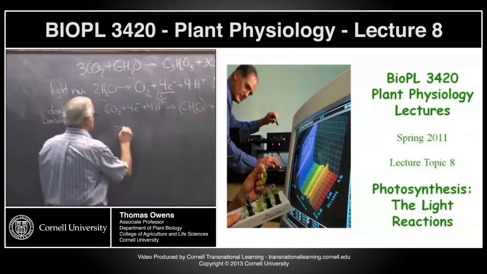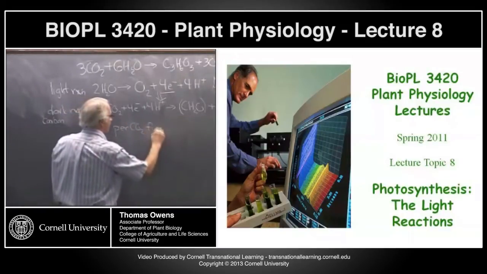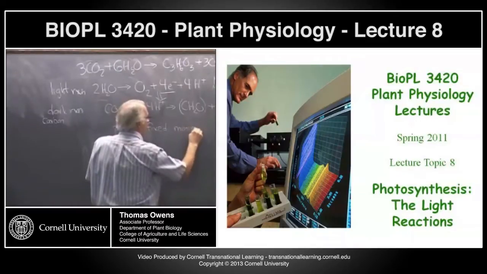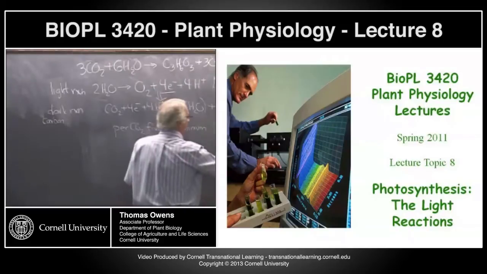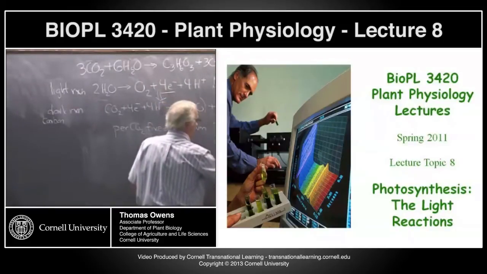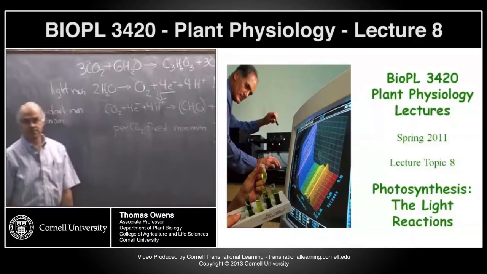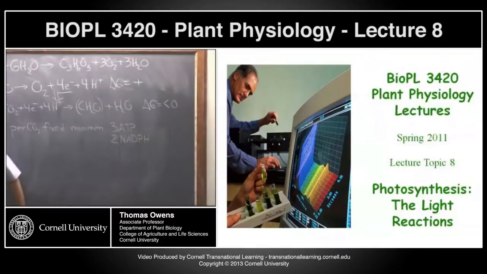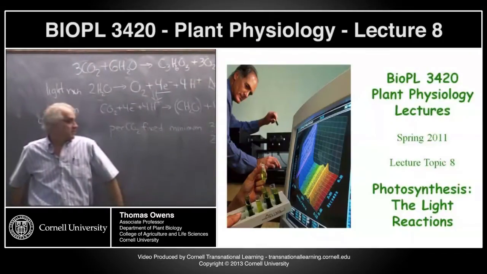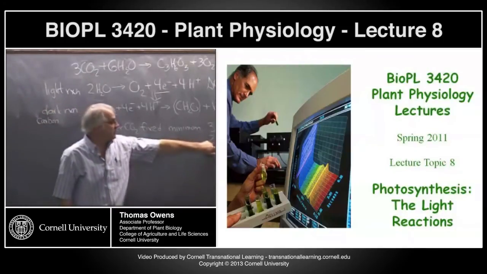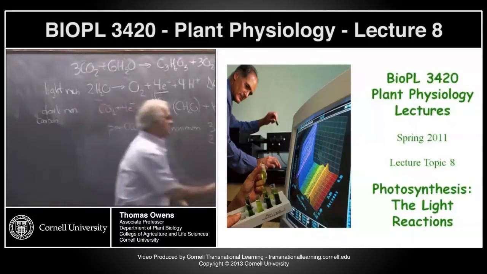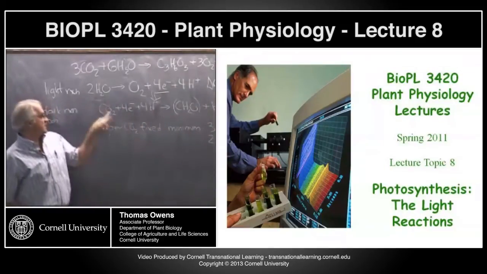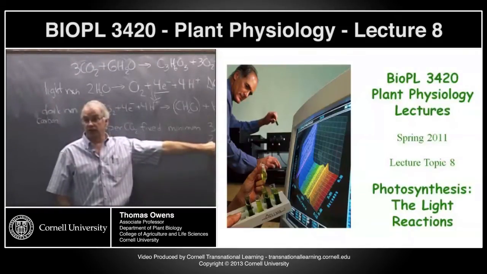And per CO2 fixed, for every CO2 that's fixed into carbohydrate, the minimum requirement is 3 ATP and 2 NADPH. So we know about ATP in terms of moving energy around. We talked about using it in terms of driving forces for primary active transport pumps and things like that. But we're less familiar with this. 2 NADPH is equivalent to 4 electrons. So per CO2 fixed, we need 4 electrons to do that reduction reaction.